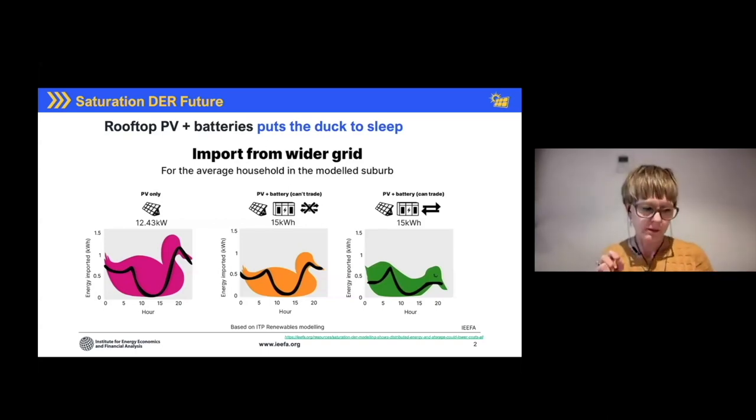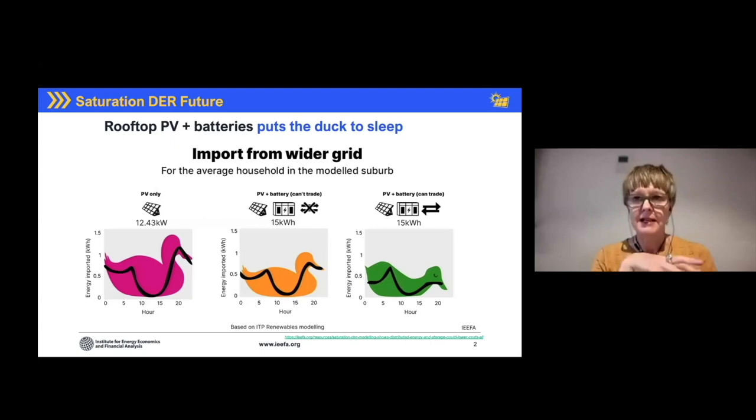But the power density of residential modules for solar has improved 45% in the last 4 years. So obviously the prices have come down, power densities have gone up. And so households in Australia can afford to put larger and larger systems on their homes. So 12 kilowatts is eminently possible in the near future.